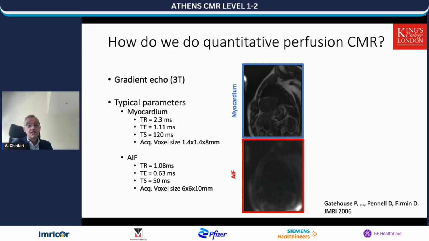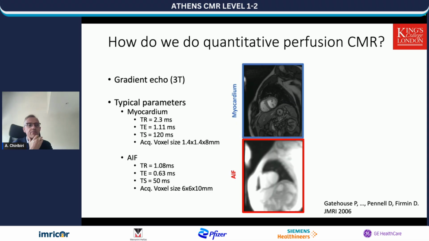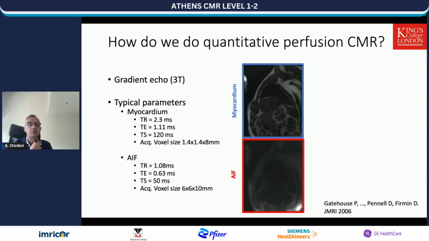So this is an example acquired at 3 Tesla. 3 Tesla is a great scanner for perfusion because it has a little bit more signal to noise and really gives us high resolution images. We can still work at 1.5 if required, not a problem. But 3 Tesla is the best scanner for this kind of application.